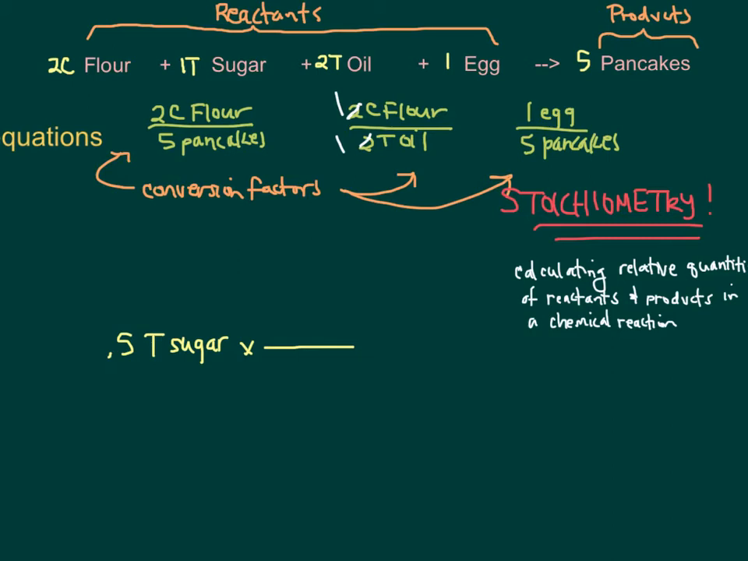From our ratios in our chemical equation up here, we know that for every 1 tablespoon of sugar, we would need 2 tablespoons of oil. So we can do the math on this, and we would get that we need 1 tablespoon of oil. I could do the same for all of my ingredients, adjusting my recipe for the amount of sugar that I actually have as opposed to what it calls for in the recipe. That's just stoichiometry.